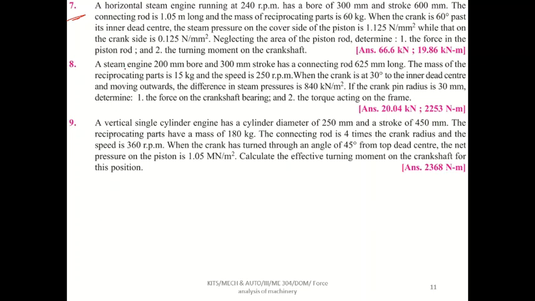Okay. Eighth problem. We'll go through the eighth problem. A steam engine, 200 bore. They have given the bore value. For the eighth problem, I'm writing the given data.